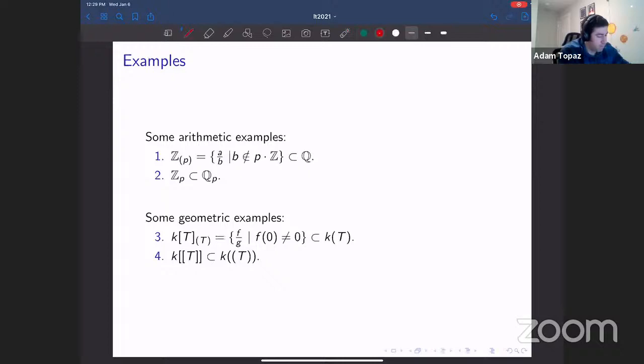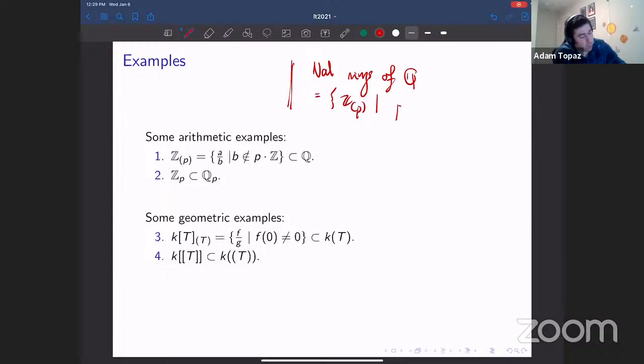And in fact, you can classify all valuation rings of Q; they all have this form, where P is prime. And there's a geometric analog of these two examples. The geometric analog of this localization of Z is the localization of the polynomial ring by the multiplicative system of polynomials which don't have zero as a root. And of course, the geometric analog of Z_(p) is the power series ring.